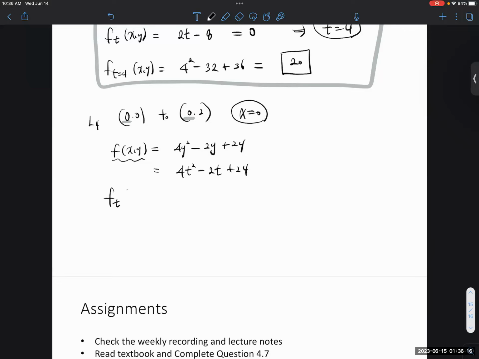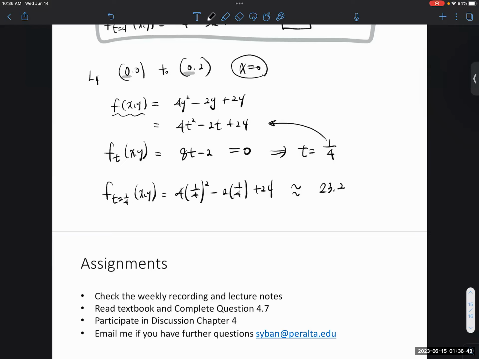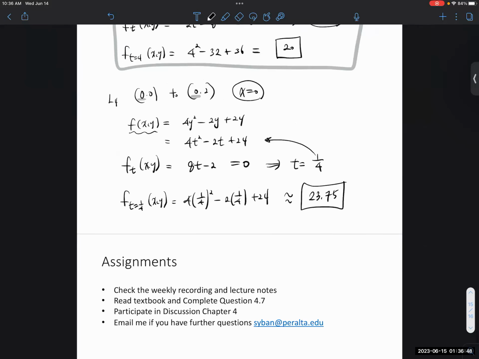So f_t, at minus 2, must be equal to 0. So t should be 1 over 4. I'm going to plug in there. So f_t equal to 1 over 4. You can find 4 times (1 over 4) squared, minus 2 times 1 over 4 plus 24. It is about 23.75.